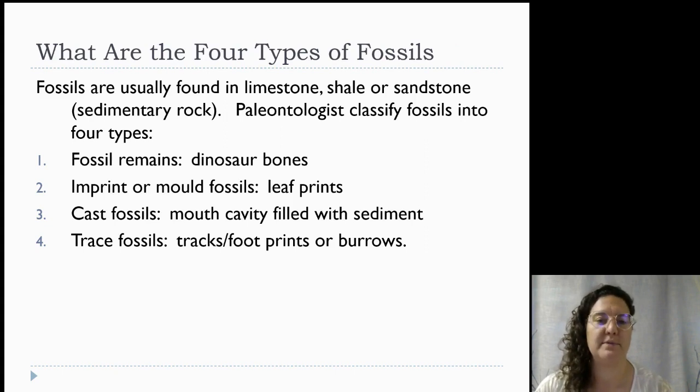Typically, fossils are found in limestone, shale, or sandstone, so all different types of sedimentary rock. And paleontologists classify the fossils into four types. We have fossil remains, which are dinosaur bones and teeth, things like that. Imprint or mold fossils, like a leaf print. Cast fossils, which is where a mouth cavity would have filled with sediment. And trace fossils, so tracks, footprints, or burrows of organisms that used to live. So those are our four different types of fossils.